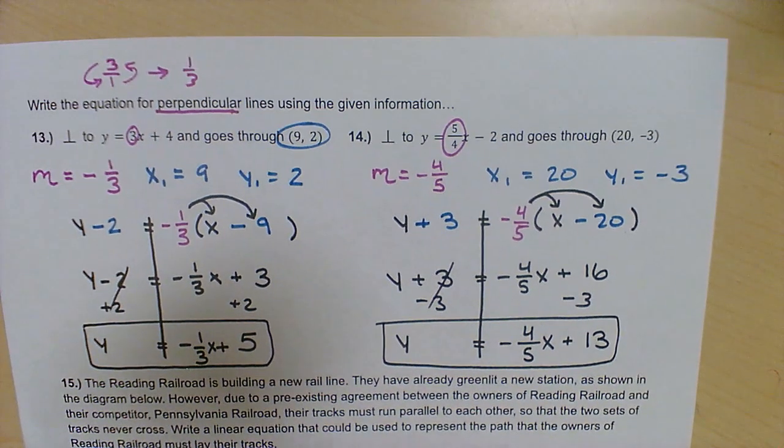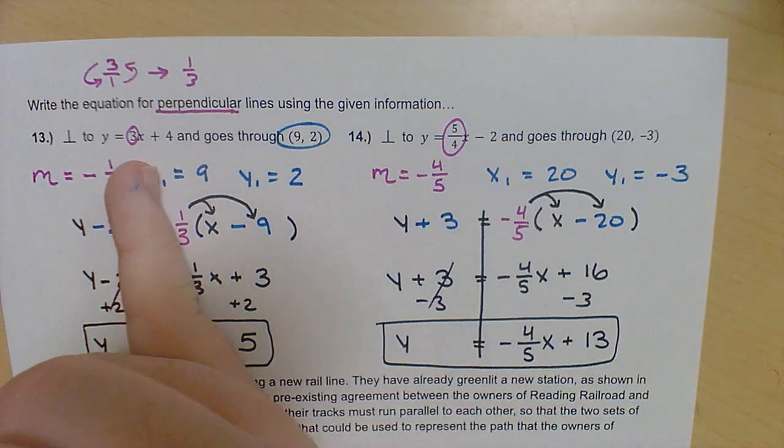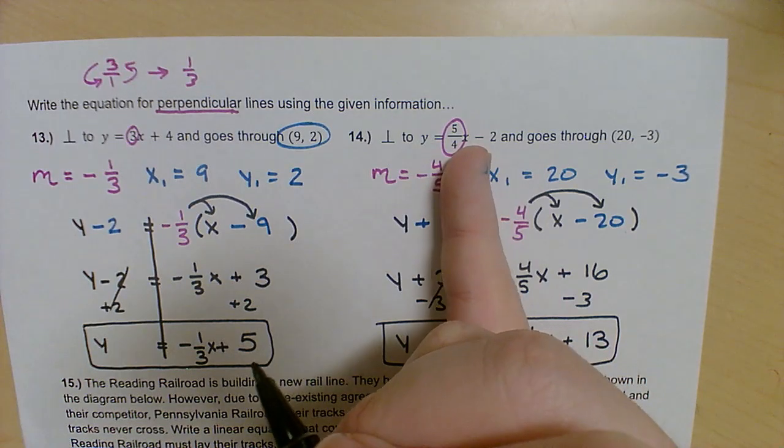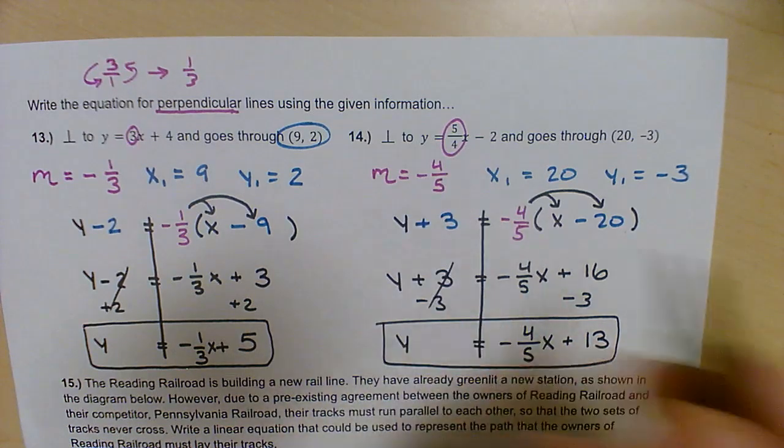Okay, so the big deal with perpendicular is that you need to use the opposite reciprocal slope. So flip the fraction upside down and change the sign. If it was positive, make it negative. If it was negative, make it positive.